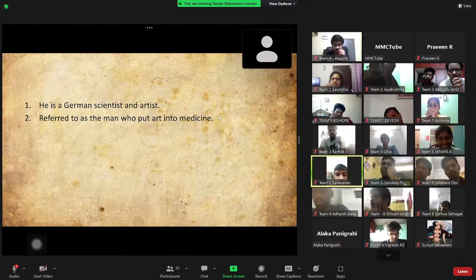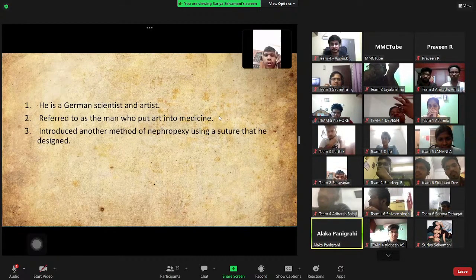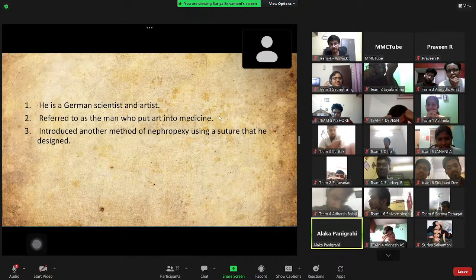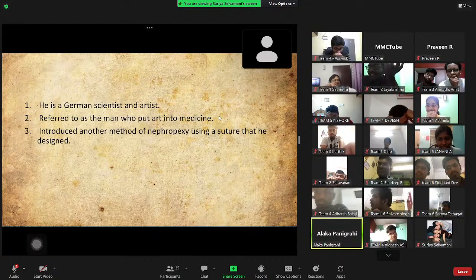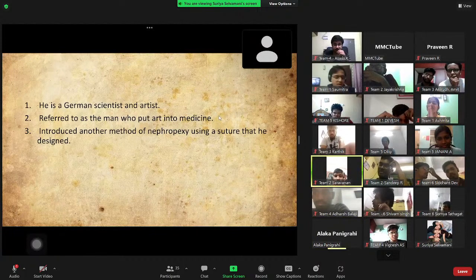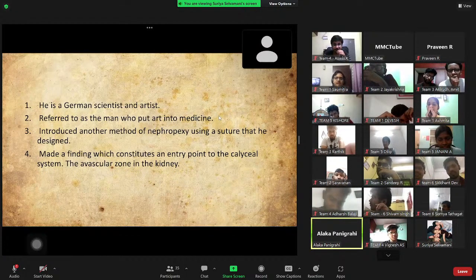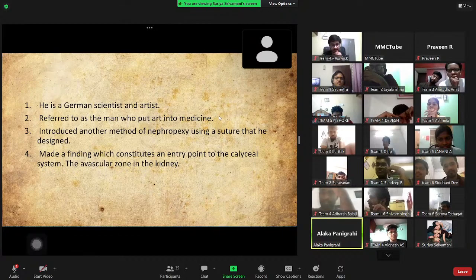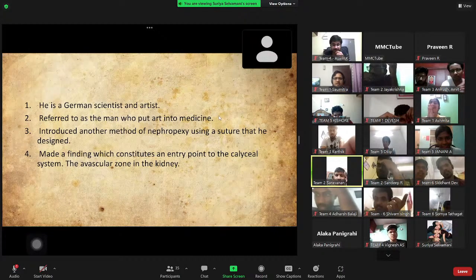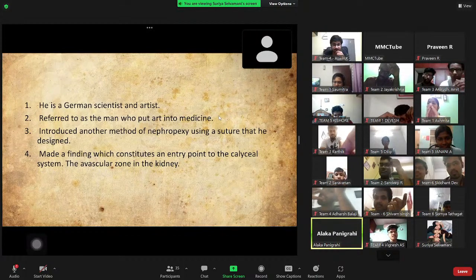Next clue. He introduced another method of nephropexy using a suture that he himself designed. Next clue. Okay, your last clue is he made a finding which constitutes an entry point to the calyceal system, and the avascular zone in the kidney is named after him. Brodel's line. Yes, I'll give you 10 points for this.